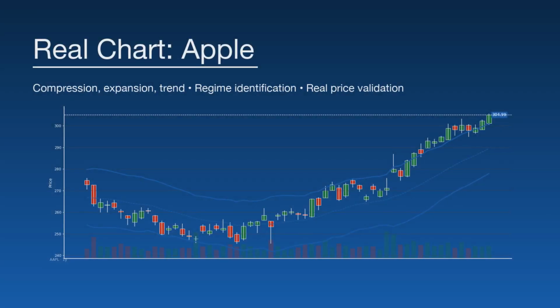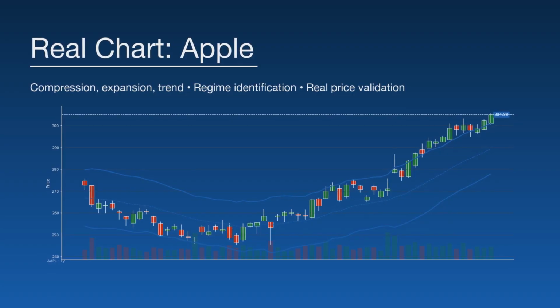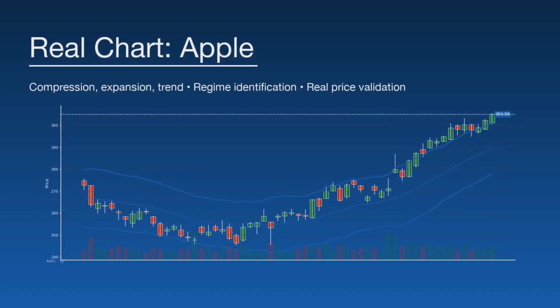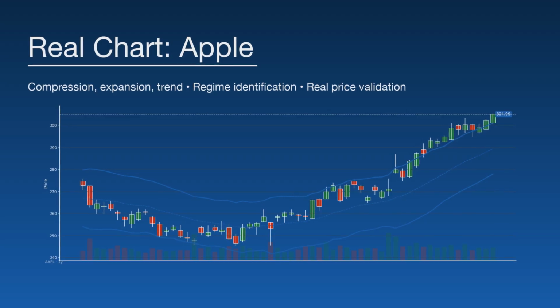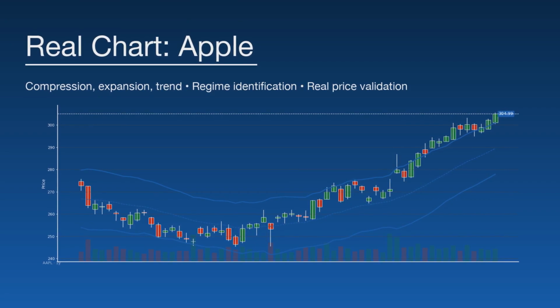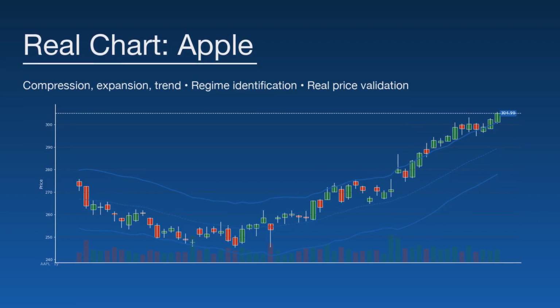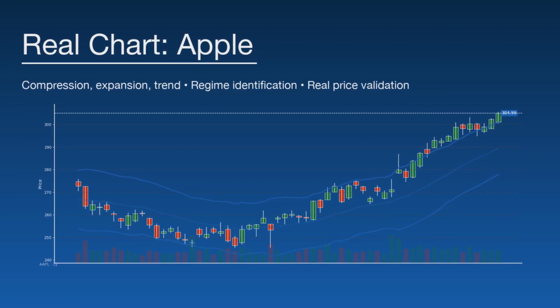Let's validate on Apple Daily. Notice the periods where Bollinger bands contract inside Keltner, then expand violently. Notice also the trending sections where price hugs the upper Keltner band while Bollinger bands ride alongside. The combination tells you which regime you're in: compression, expansion, or sustained trend.